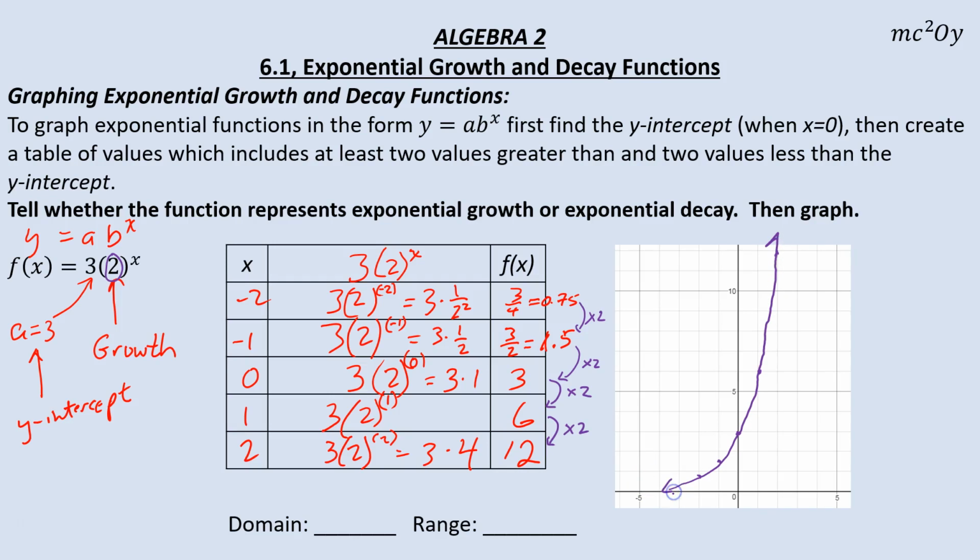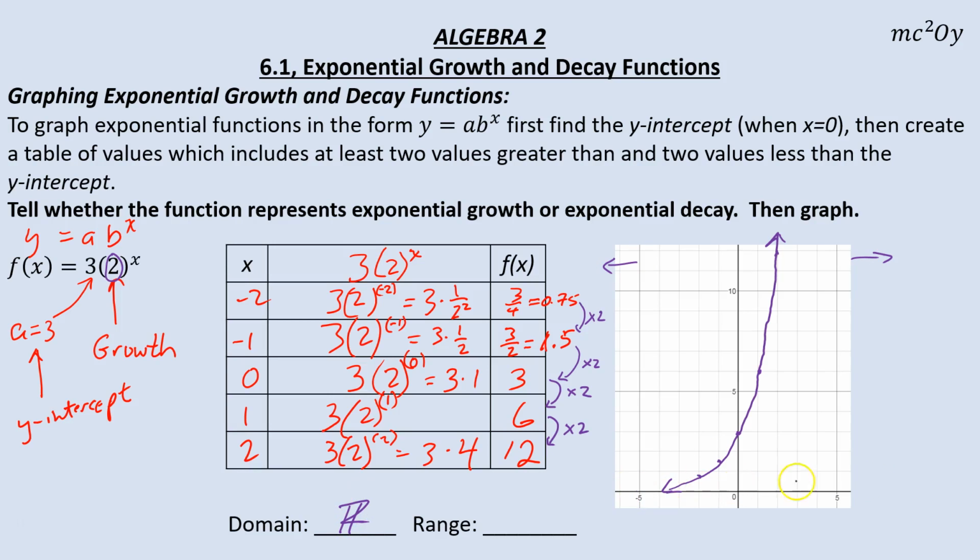So there we got it. That's my growth function. And my domain, well, domain is my x values. It's going to the left and to the right forever on my graph. It's always going this way. It's always going that way. So it's all real numbers.